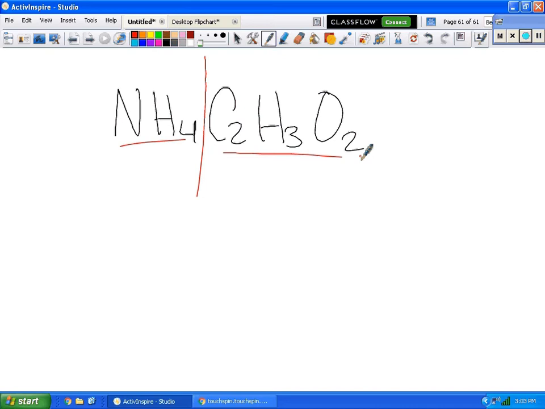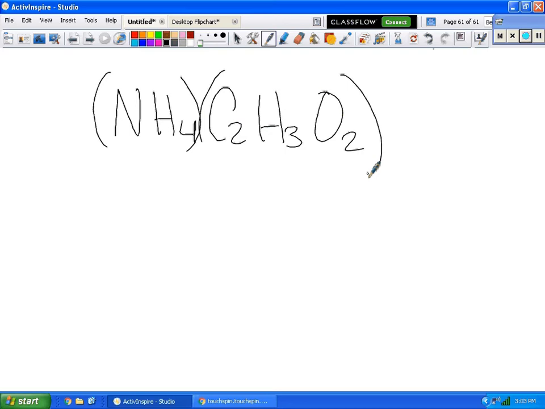Now, would it be easier if it were written like this? No. The only time you use parentheses to protect the polyatomic is when? If there is a number. So prime example, let me show you two different types.